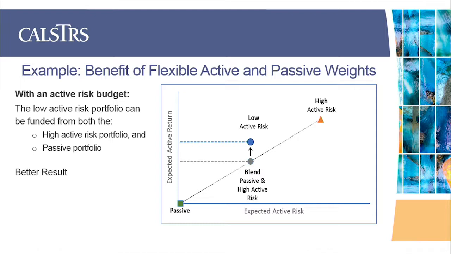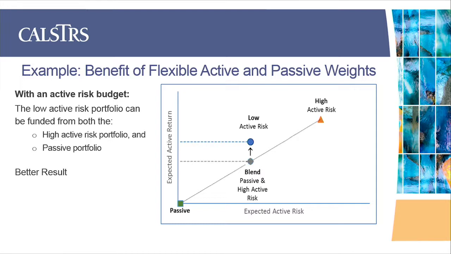But now suppose that we change policy by adopting an active risk budget and by removing the policy target weights of 50% each in active and passive. With the revised policy, in this example, we would fund the low active risk portfolio by transferring money from both the passive portfolio and from the high active risk portfolio. This example illustrates that as a result of the improved policy flexibility, the result is a higher expected return while active risk is unchanged.